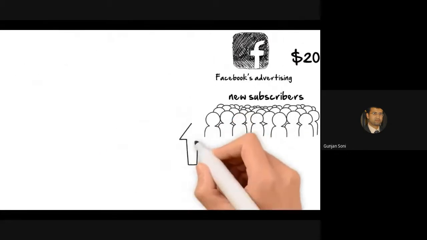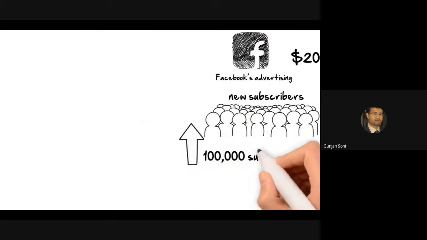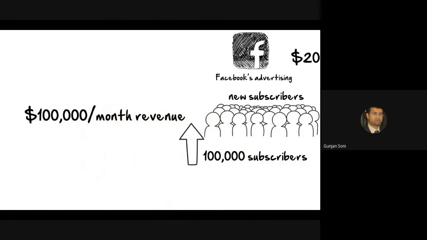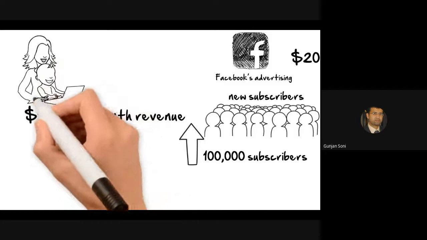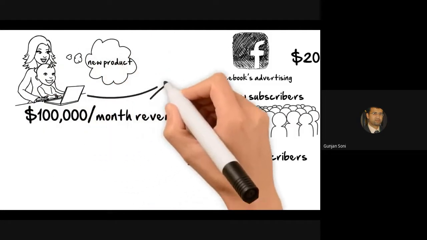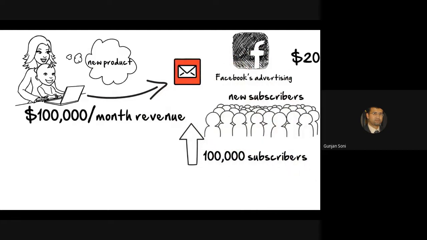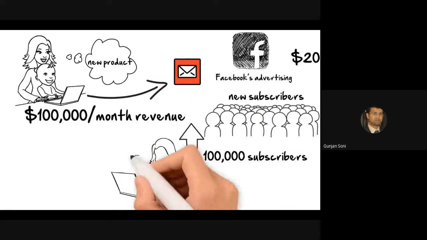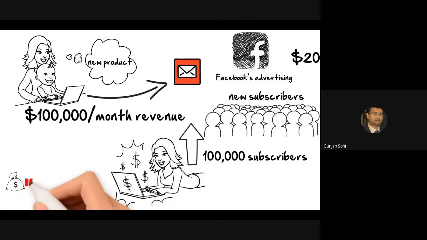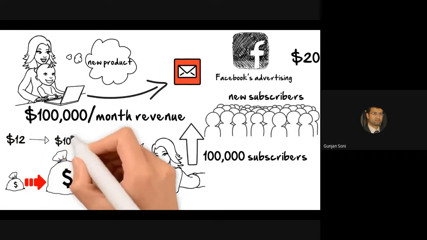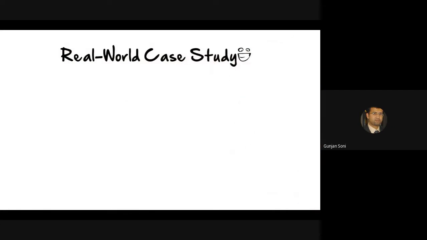Within the next 12 months, she should have a list of around 100,000 subscribers, which should produce around $100,000 per month in revenue. Anytime she creates a new product or comes across someone else that she'd like to recommend, she can do so just by sending out a single email. But it gets significantly more interesting when you start to focus on turning those free email subscribers into actual customers. Their value goes from $12 per year to well over $100 to $1,000. So let me walk you through an actual real-world case study.